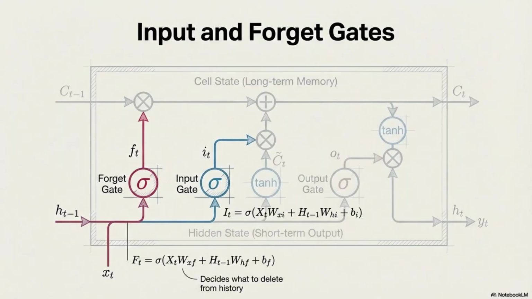So let's look at the first 2 gatekeepers. First up is the forget gate. It looks at the new input and the previous hidden state and decides, for every piece of information in the old cell state, should we keep this or forget it? A value close to 1 means keep it. A value close to 0 means forget it. At the same time, the input gate is looking at the new information and deciding which parts are important enough to even be considered for storage in our long-term memory.